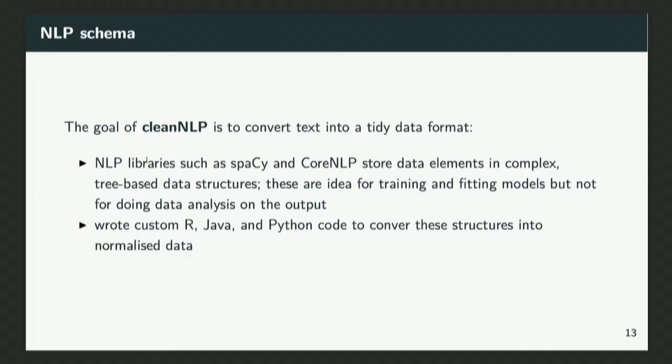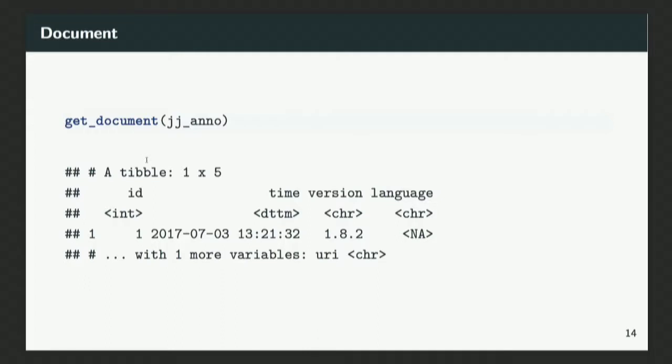And that ends up not being trivial, because the data structures that spaCy and CoreNLP use are these very complex, tree-based, object-oriented objects. They're great for fitting natural language processing models. They're terrible for doing data analysis. So the package actually has R code, it has Java code, and it has Python code in order to extract all those pieces.